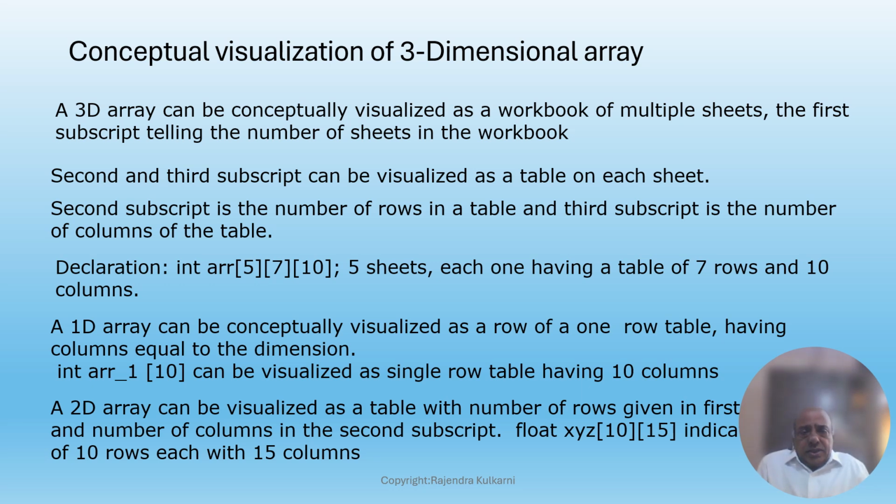A 2D array can be visualized as a table with the number of rows given in the first subscript and the number of columns in the second subscript. So if we declare float xyz[10][15] as a 2D array, then this array can be visualized as a table of 10 rows and 15 columns.